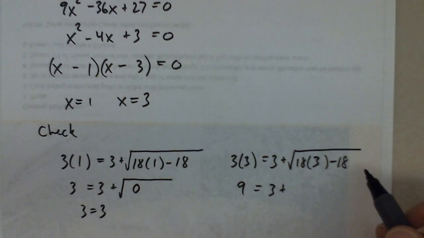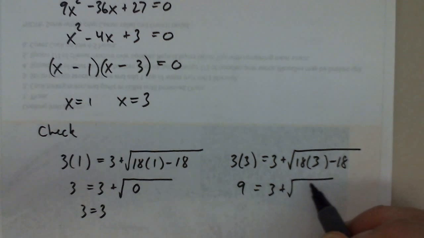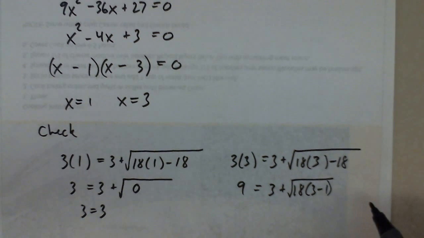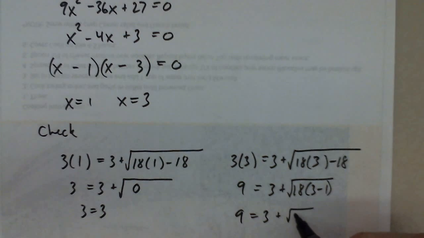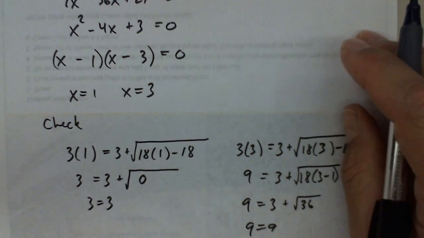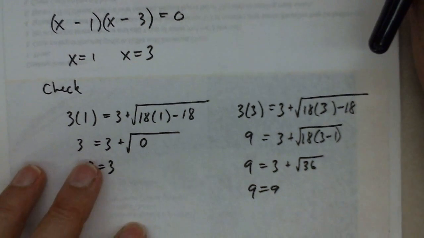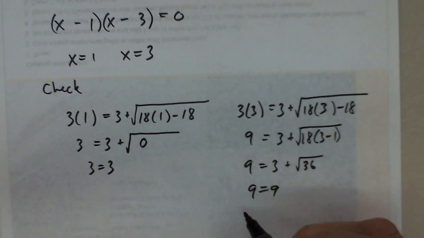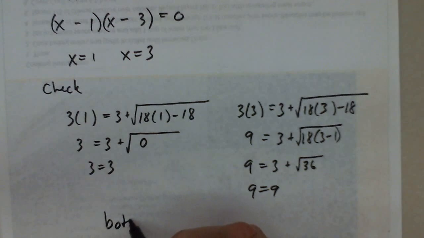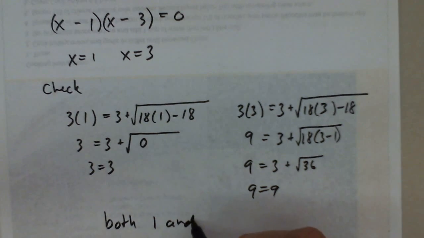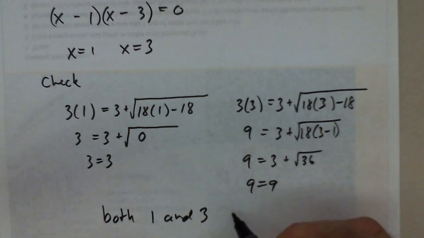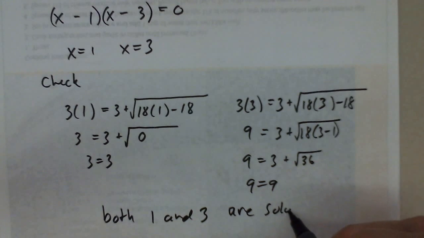And this ends up being, let's do 18 times 3 minus 1, or 18 times 2. That's 2 times 18 is 36. 6 plus 3 is 9. So we say both 1 and 3 are solutions.